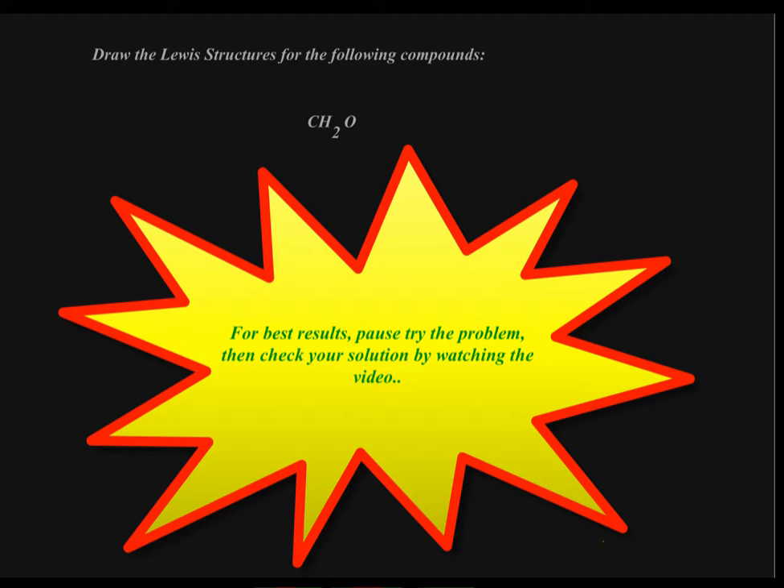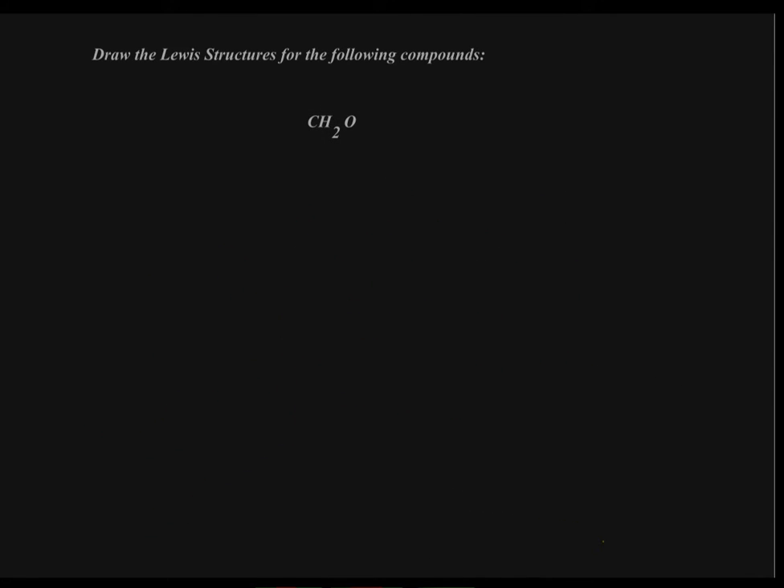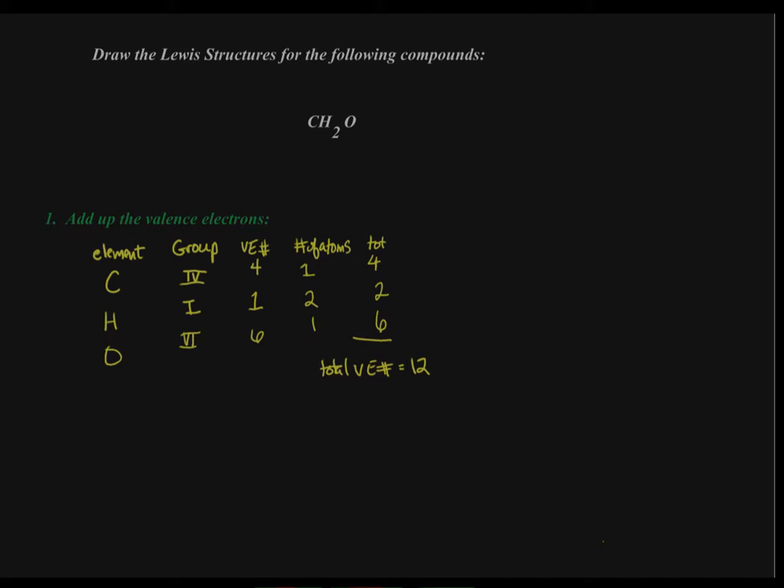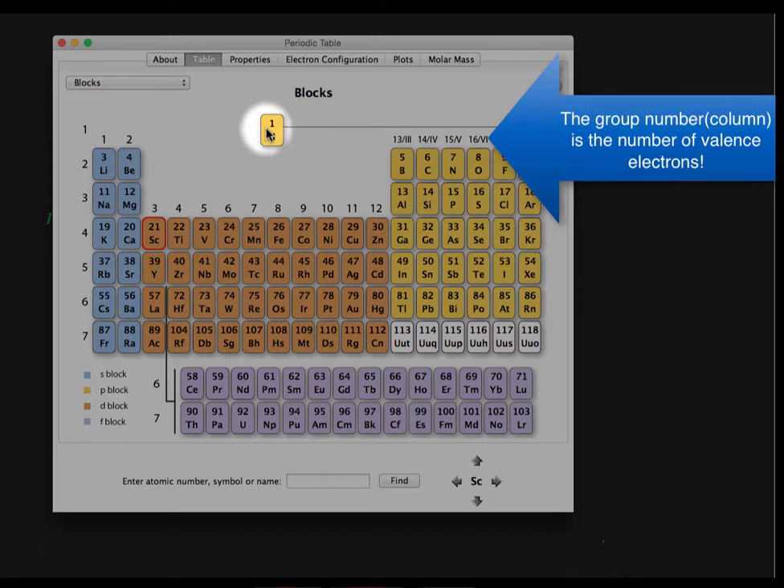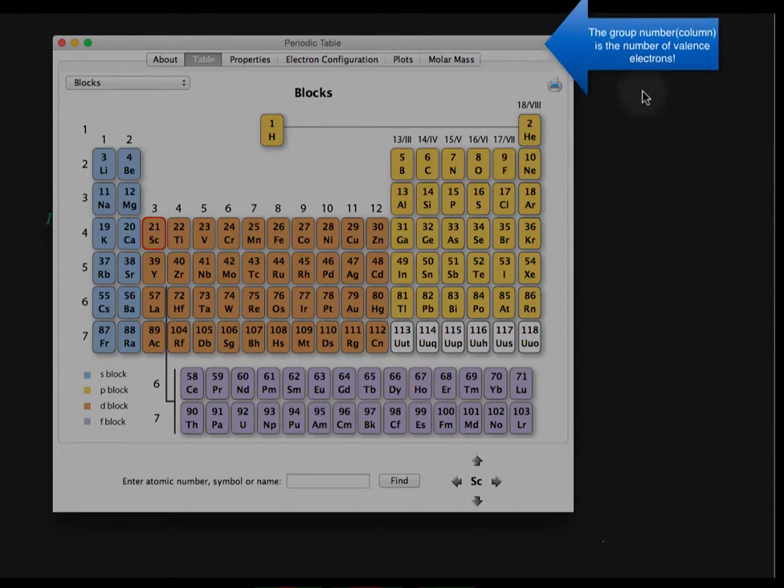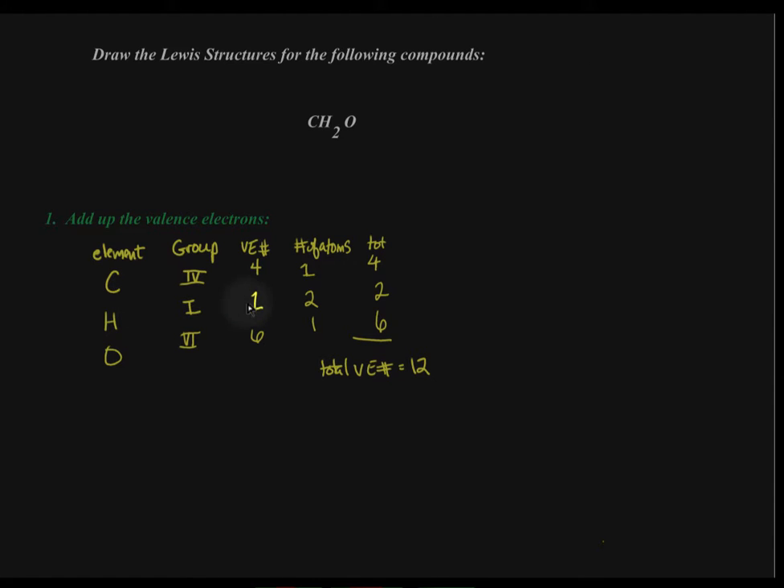Today we're going to be doing the Lewis structure for the simplest aldehyde, formaldehyde, CH2O. So, as always, the first step is to add up all the valence electrons. If you just look on your periodic table, you can get the group: hydrogen is in group 1, carbon is in group 4, oxygen is in group 6. So as a result, we have 4, 1, and 6 for our number of valence electrons.